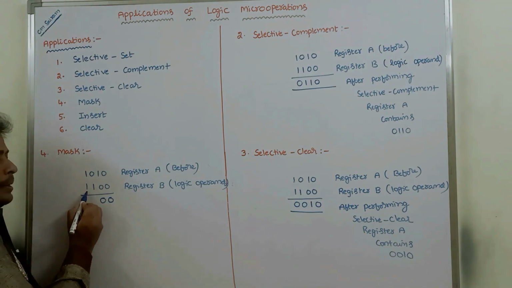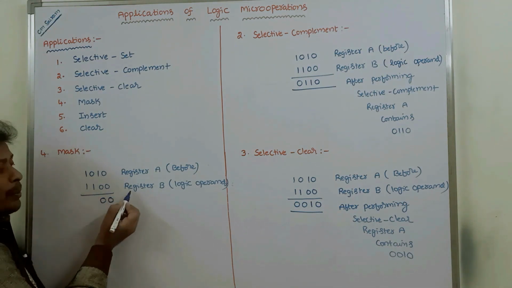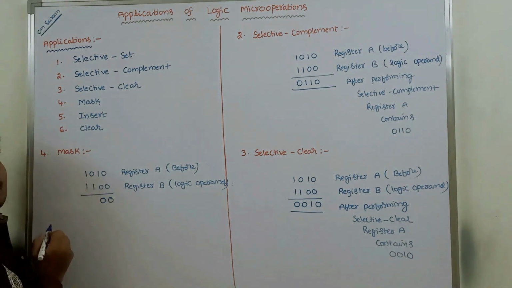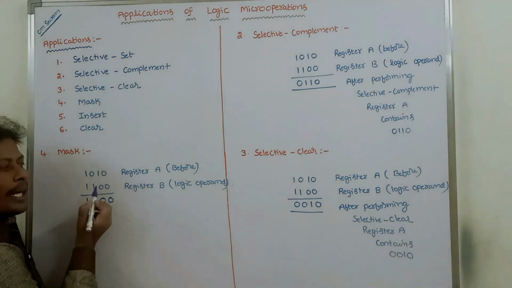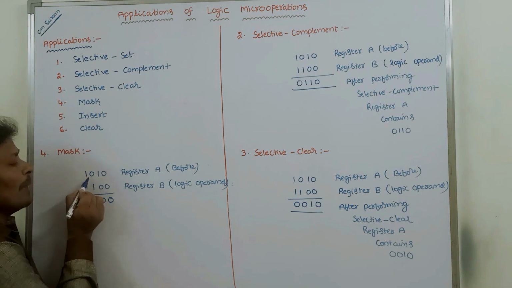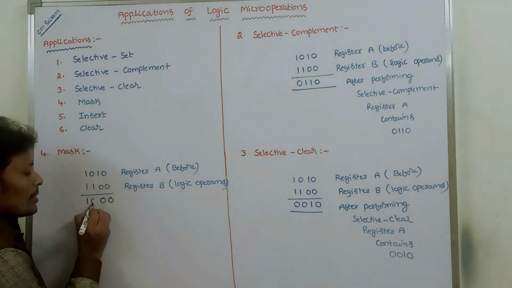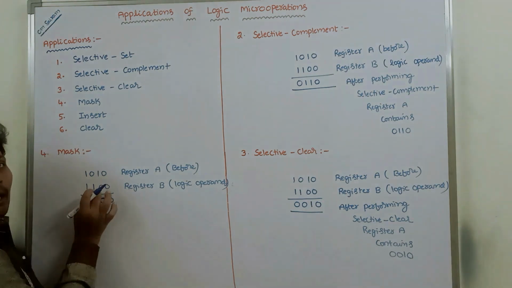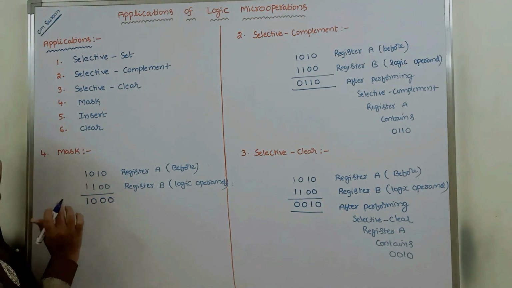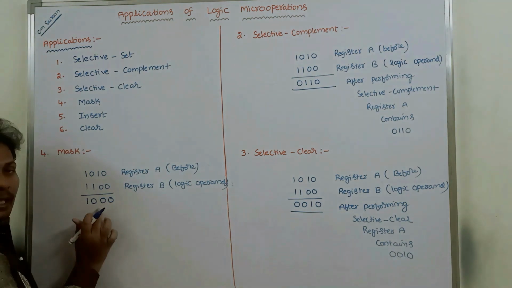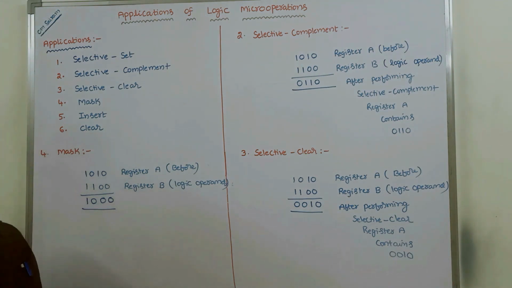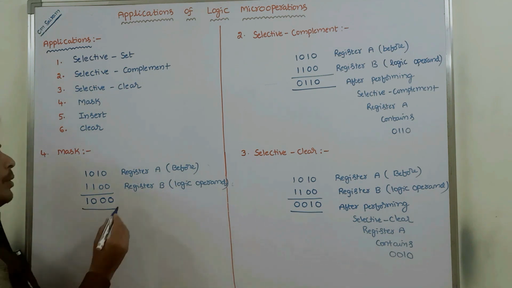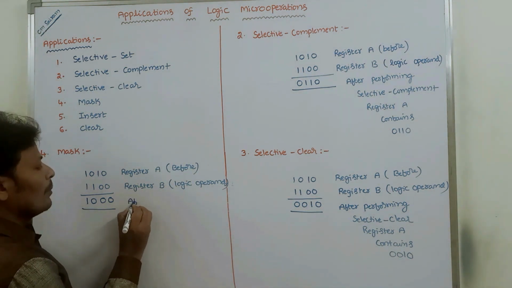Next, bit 1 in register B, the corresponding bit in register A does not change. So 1 is same. Here bit 1 in register B is there, the corresponding bit in register A does not change. Therefore, here two 1s are there, the corresponding bit in register A is 1, 0. There is no change at all. Here we have to consider only bit 0 in register B. The corresponding bit in register A can be clear to 0. Okay, this is the result after performing mask operation.